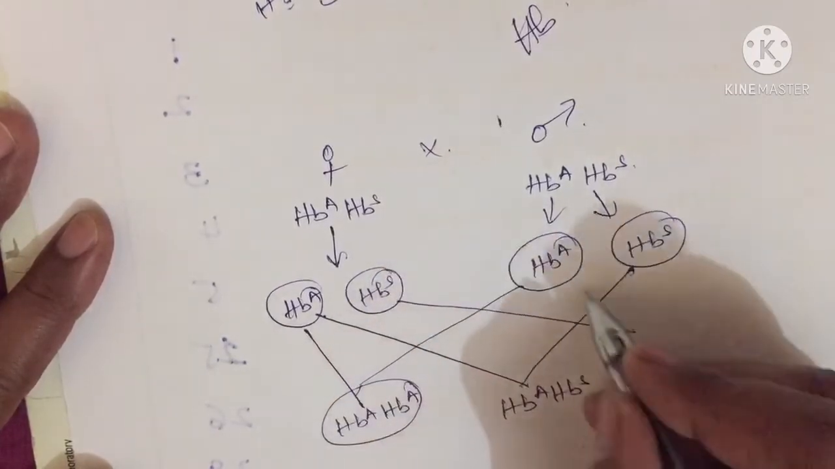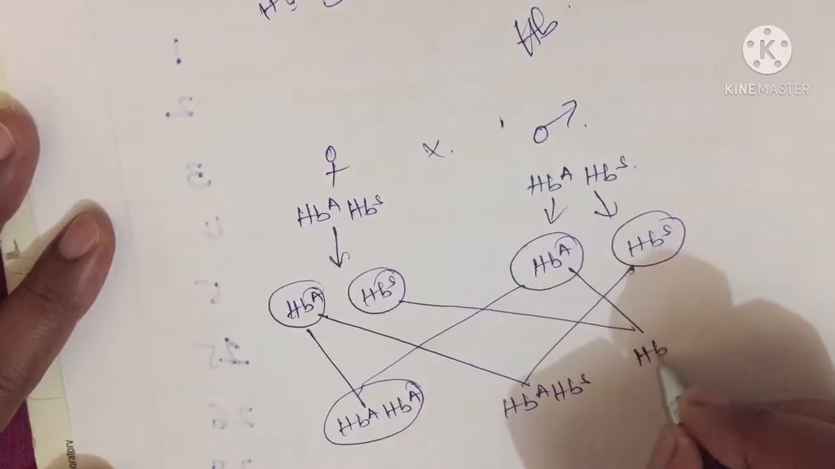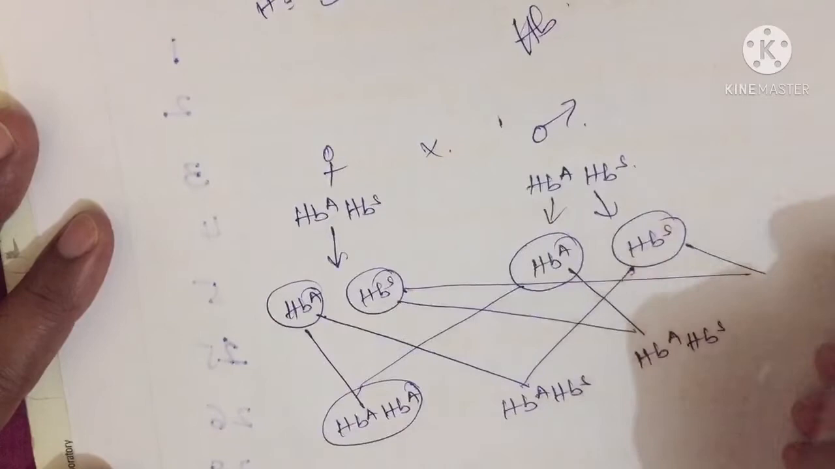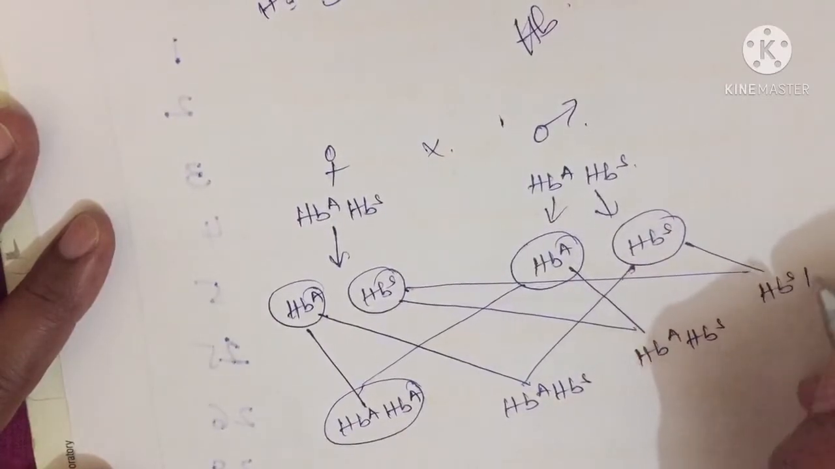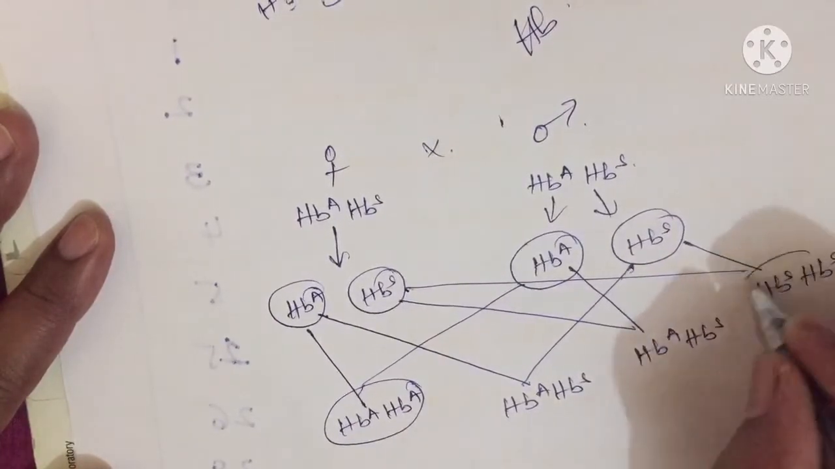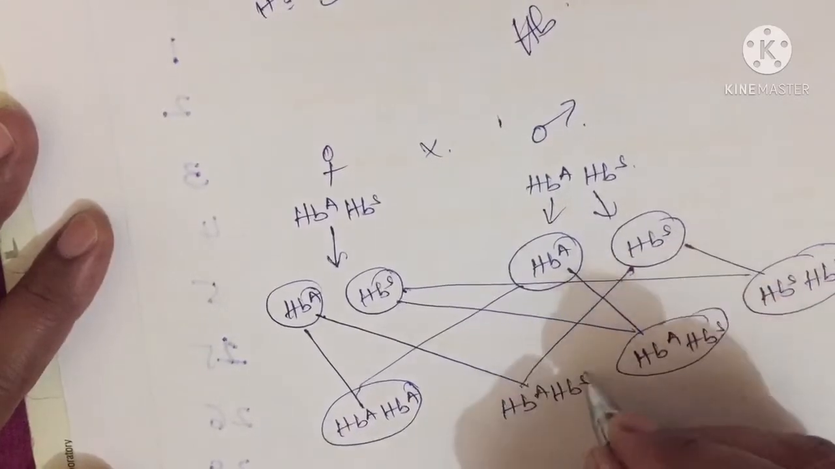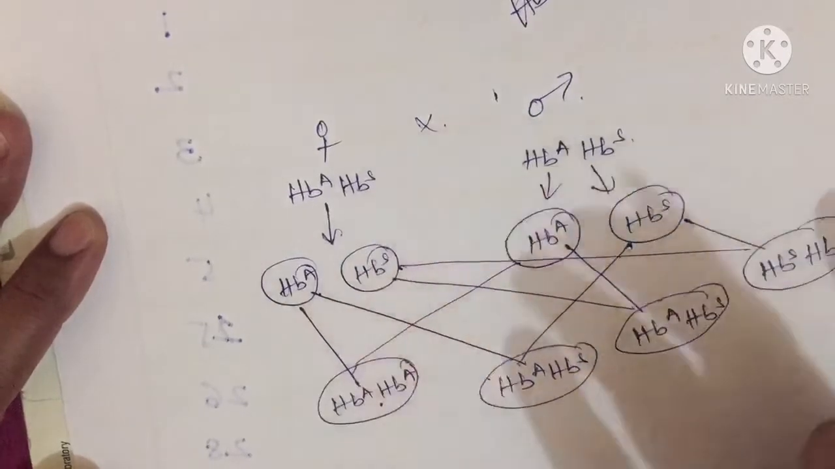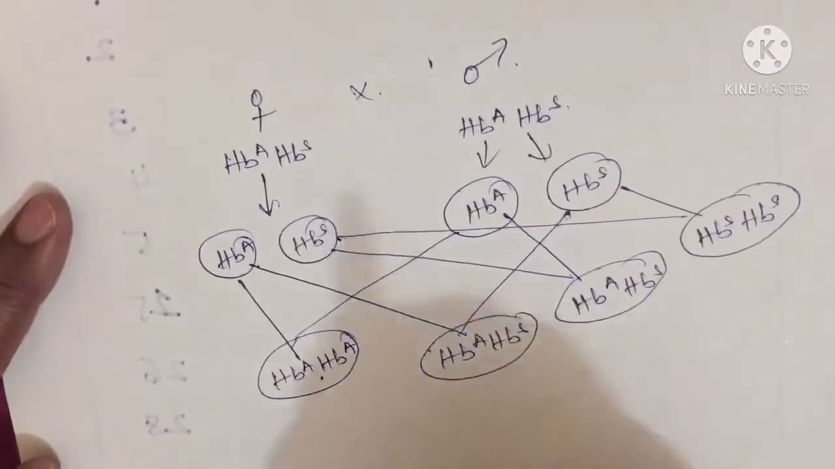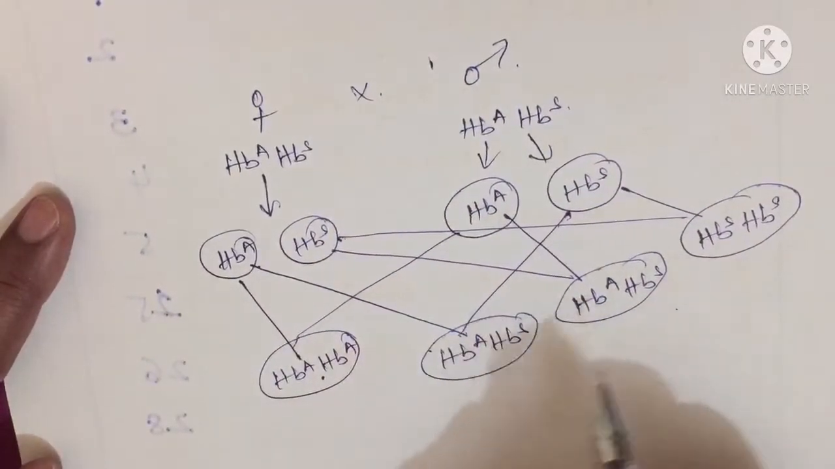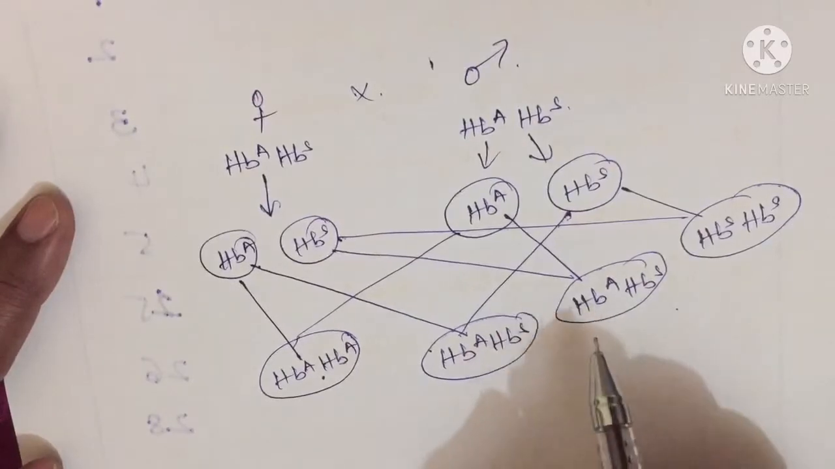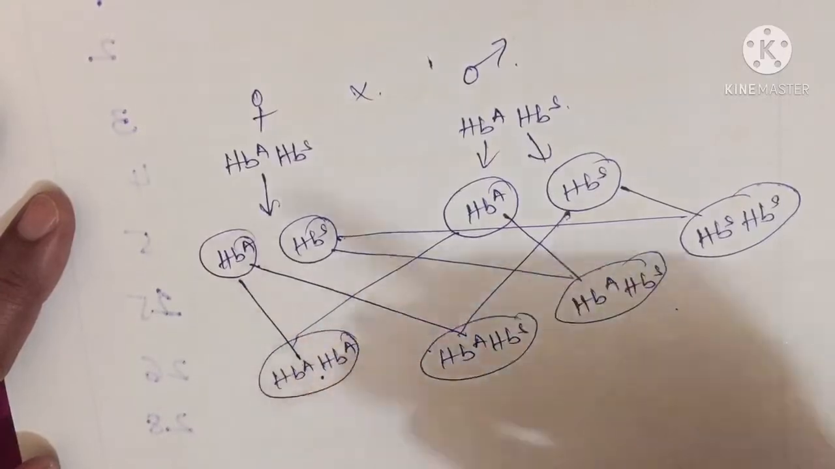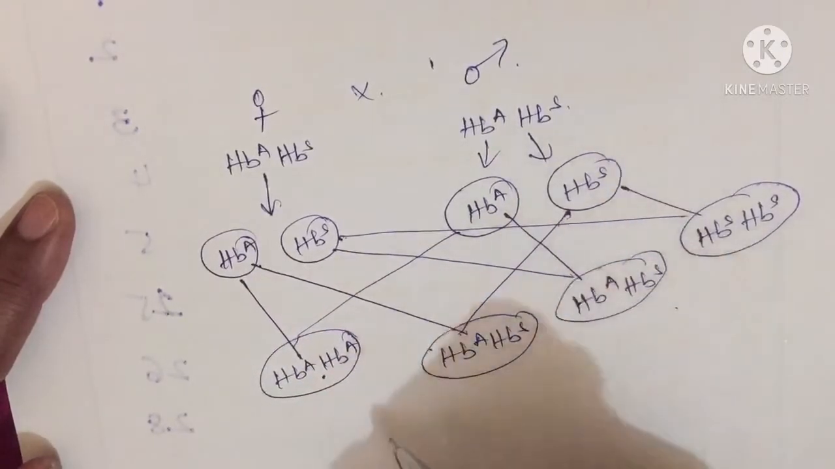HBS. Then you will find this HBA and HBS. After this you will find HBS and HBS. These are the 4 different types you will get. Okay, now we are not saying which one is male, which one is female, how many male offspring, how many female offspring. We are not saying. Why? Because it is not related to sex linked, it is related to autosomes. We know that 4 offspring can be formed, different types, and we can see what all the chances are.